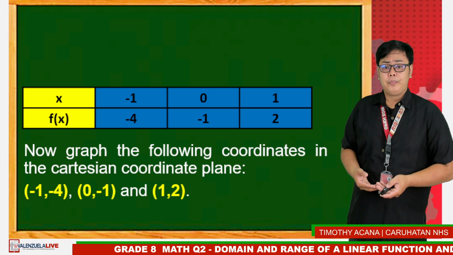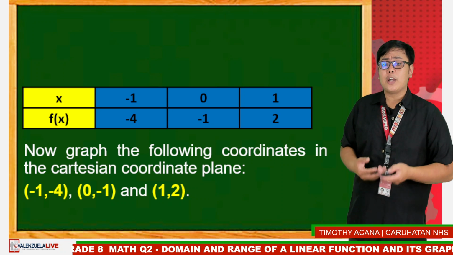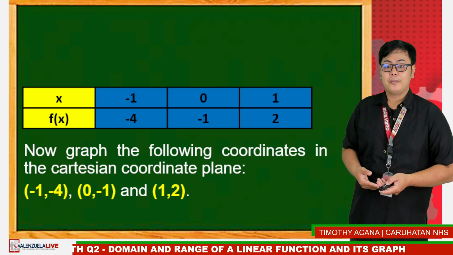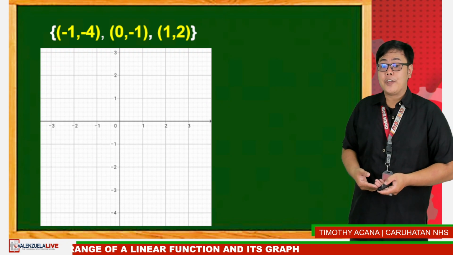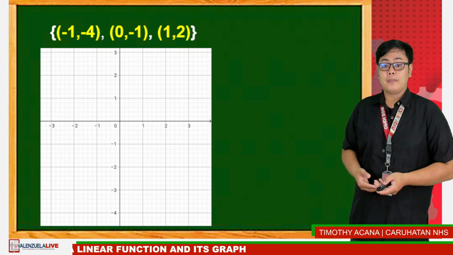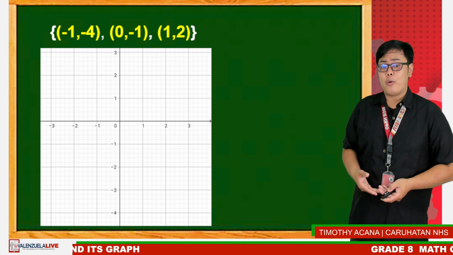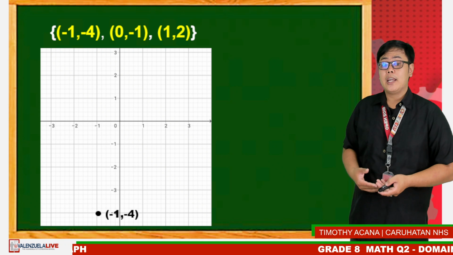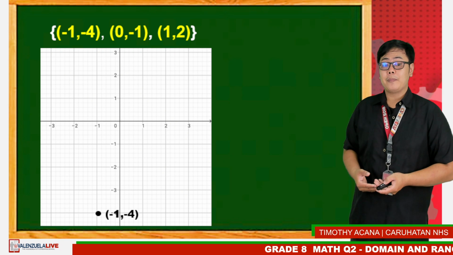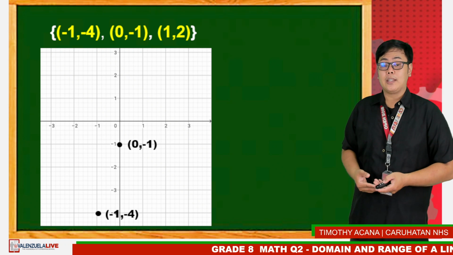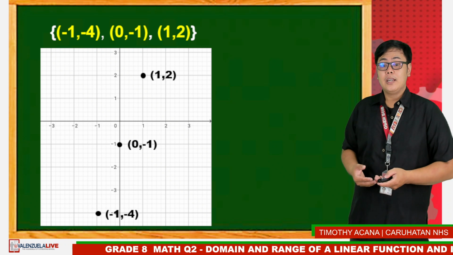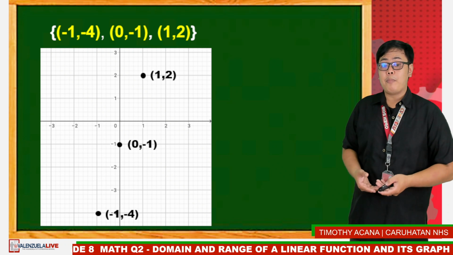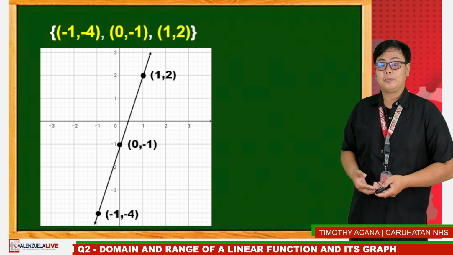Let us graph the following coordinates in the Cartesian coordinate plane. We have here the Cartesian coordinate plane. Then, we can now plot the points whose coordinates are (-1, -4), (0, -1), and (1, 2). Then, we connect the points with a straight line.